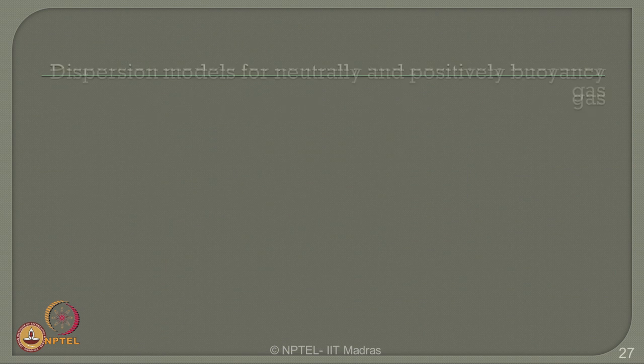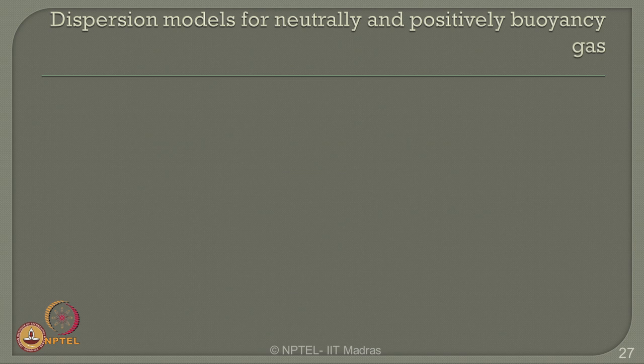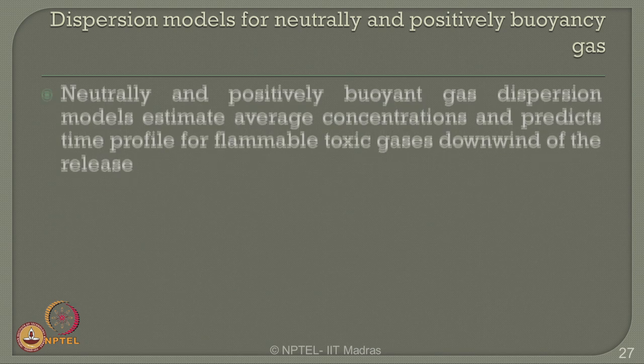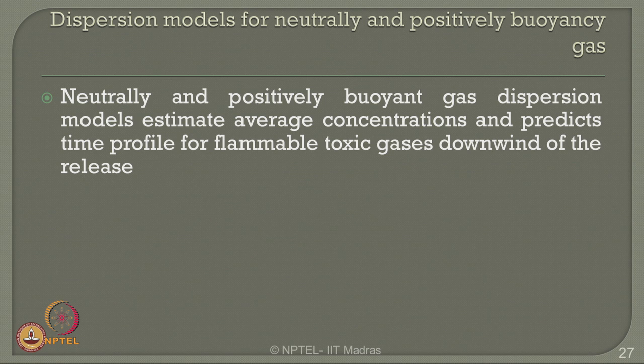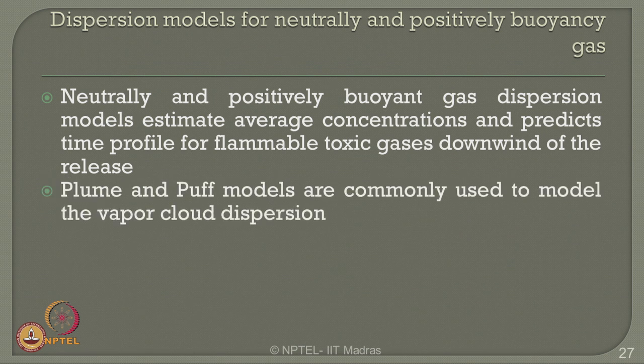The dispersion models for neutrally and positively buoyant gas can also be used in the same manner, because these models estimate average concentration and predict the time profile for flammable and toxic gases in the downwind direction of the gas release. The plume and puff models are successfully recommended in the literature for vapor cloud dispersion for positively buoyant gas and neutrally buoyant gas as well.